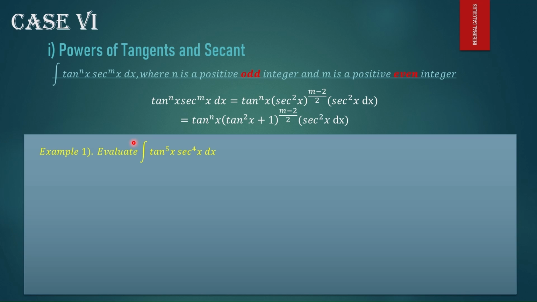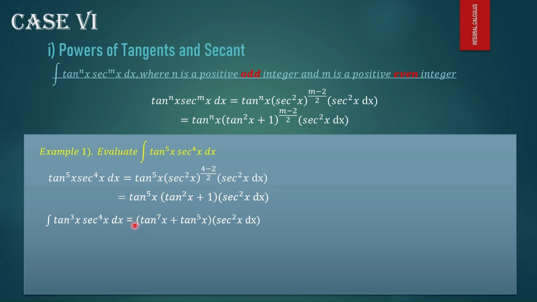Evaluate the integral of 5 power of tan x times 4 power of secant x. The first thing that we need to consider is the exponents. Does the given integral satisfy the condition under case 6? Yes, because n is odd and m is even. Let's transform this into this form. As you can see, we factor out secant squared x. By Pythagorean identity, we can have secant squared x equal to tan squared x plus 1.